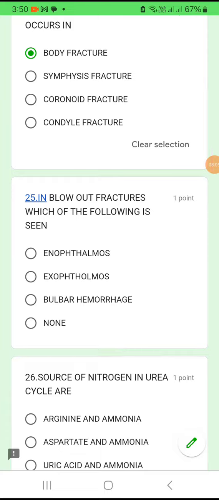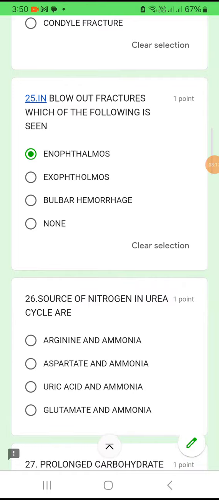Question number 25. In blowout fractures, which of the following is seen? Enophthalmos, exophthalmos, bulbar hemorrhage or none of the above? In blowout fractures, what happens? The eyes will go inside. Okay, so enophthalmos. Okay, option A.